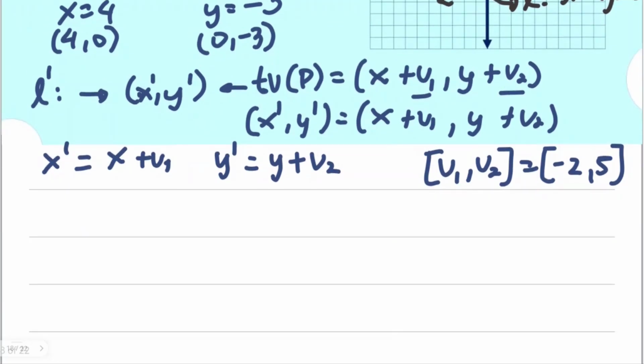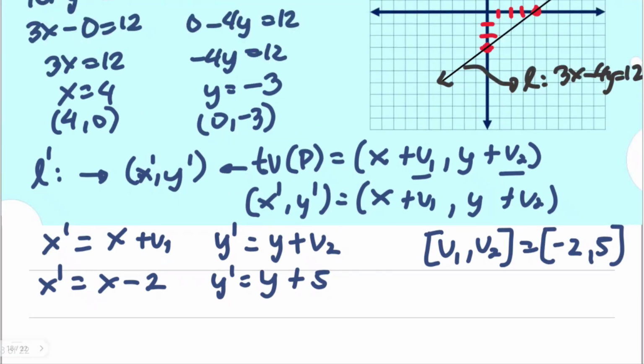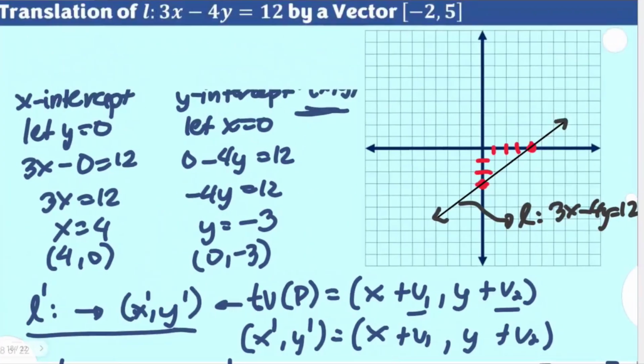So the general form for this is, again, our goal is to come up with the equation of a line. So our x prime is x plus your v sub 1, which is negative 2, or you can simply write it x minus 2. And for your y prime, you will have here y plus 5. Okay? Our goal is to come up with an equation containing the primes. So let's pattern it to the given equation here.